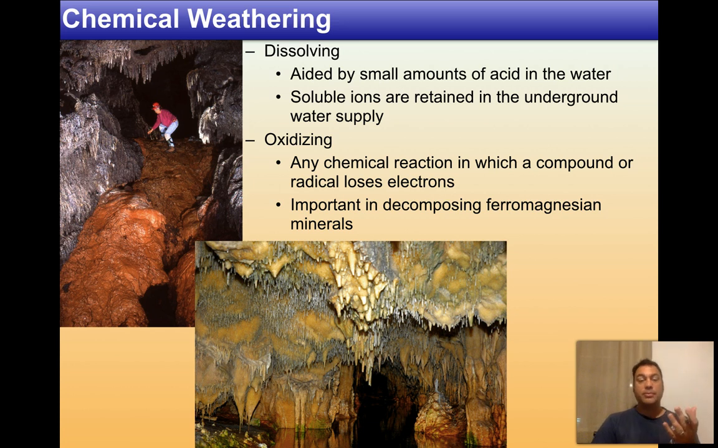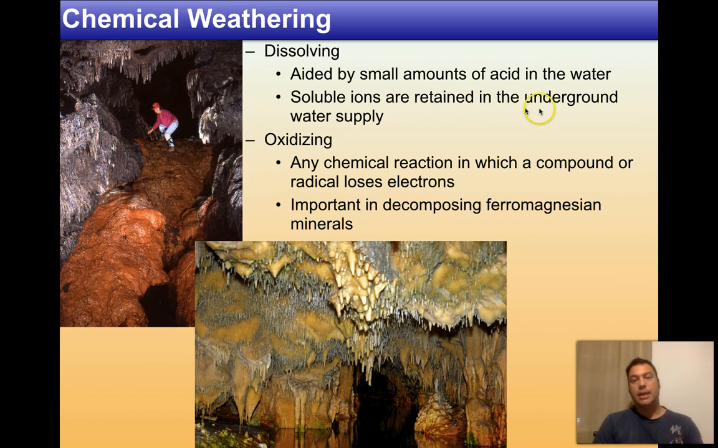All right, so now we've talked about the physical weathering. Let's talk about chemical weathering. There's two principal ways that chemical weathering works. One is it basically dissolves whatever the rock material is. And the dissolution, or the dissolving of the stuff, is usually aided by small amounts of acid in the water. Usually it's carbonic acid, sometimes it's sulfuric acid. It could be industrial waste even. Sulfuric acid is one of the most common ones.